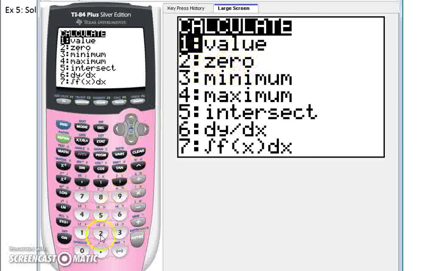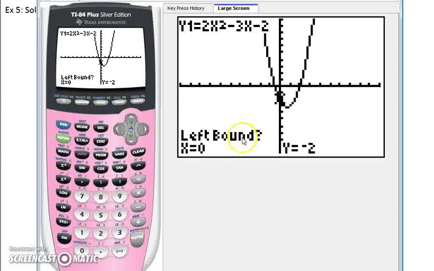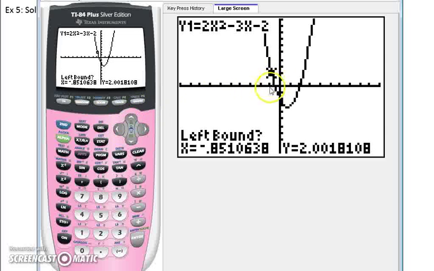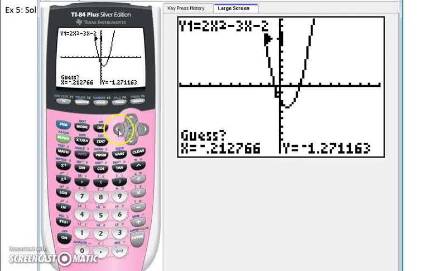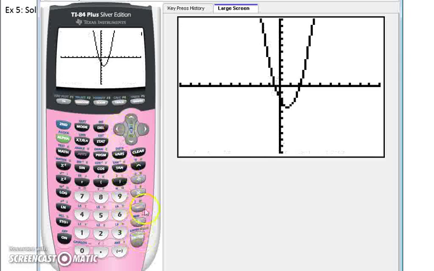So option 2. Now, when it says left bound, that means you want to pick an x value to the left of the number you're trying to find. So if we're trying to find this one here, clearly where I'm blinking is to the right of that value. So we're going to hit left a couple times. Now I'm blinking on the left side of that 0. So hit enter. Right bound means the same thing, but just to the right. So go to the right of it, hit enter. Guess means get close to it, and hit enter again. And boom, -1/2. I'm going to leave the other one up to you because this video is already long enough.